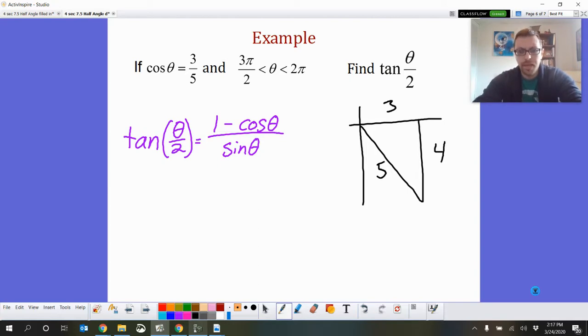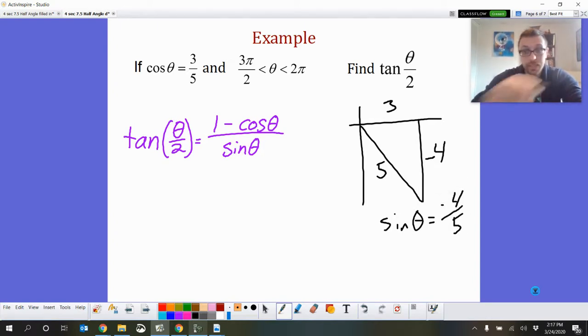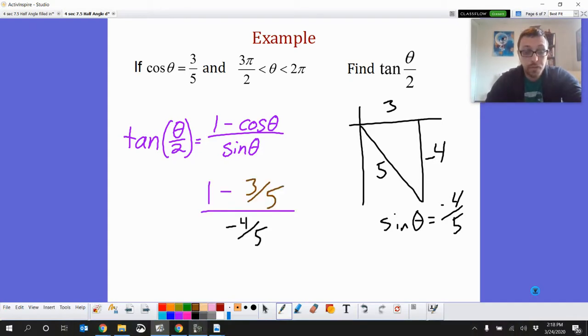You can just use the Pythagorean theorem otherwise to find that missing side. That 4 is going down though. I'm yelling timber. That thing's got to be negative. So if it's going down, then use that for sine of theta. Sine is opposite over hypotenuse, so negative 4 over 5. We'll plug both of those in. I'm just going to jump to that. So there I plugged in the 3/5 that they were giving me originally, and my negative 4/5. Now I just need to simplify this thing down.